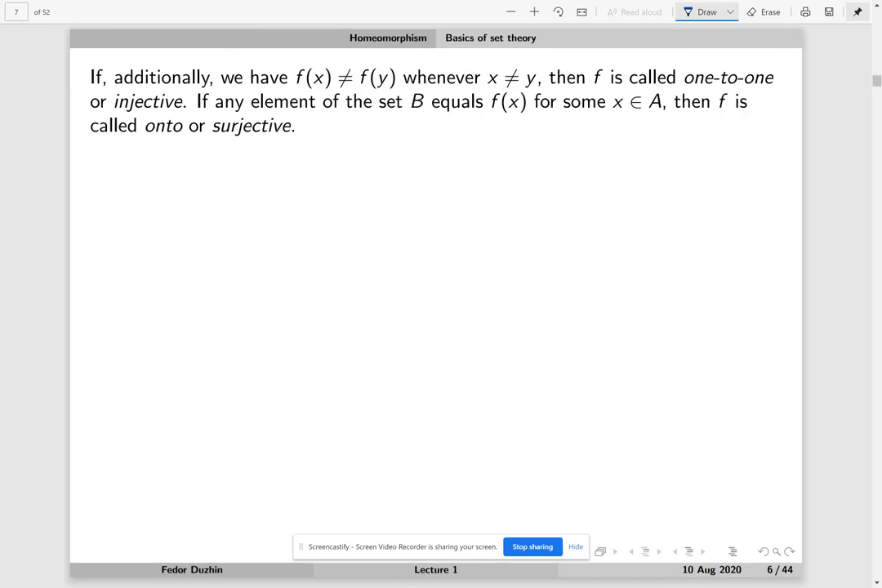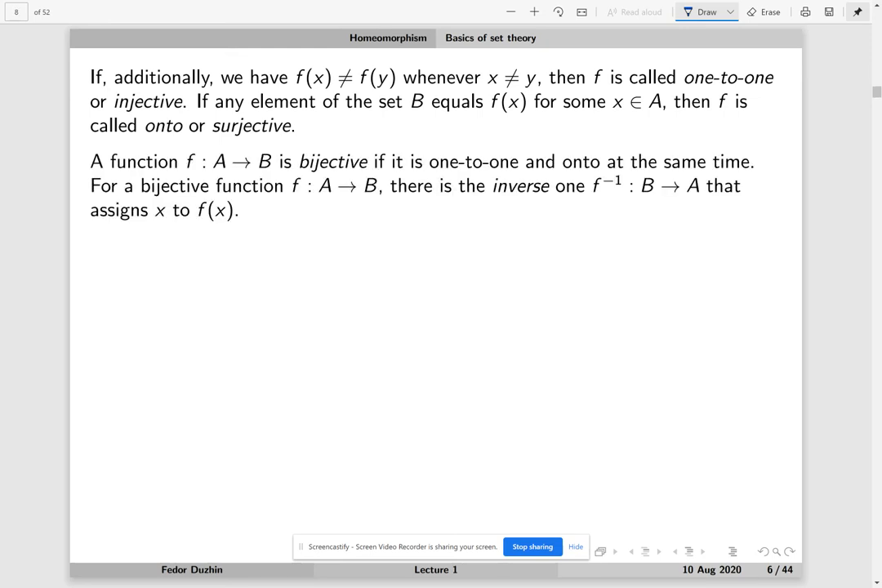Okay, so if additionally different points of A are mapped to different elements of B, then F is called one-to-one. If any element of the set B is the image of some X, then F is called surjective or onto. And a function that is both one-to-one and onto is a bijective function. So another characteristic of a bijective function is that there exists the inverse function. It's the same thing. A function is bijective if and only if there exists the inverse function.